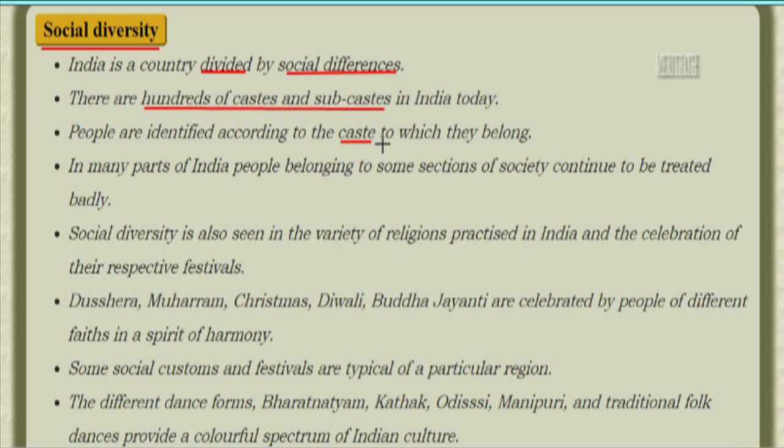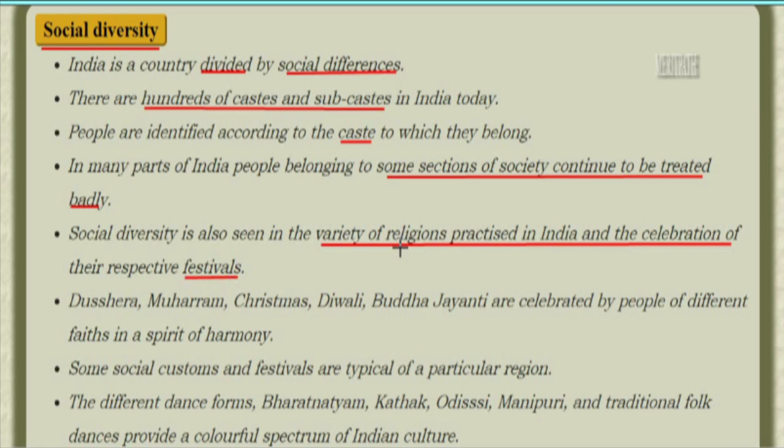And because there are so many castes, people are identified according to the caste to which they belong. We differentiate people on the basis of which caste they belong to. So in India still, people belonging to the lower caste, some sections of the society treat them as bad people. They treat them as lower caste people, which is very wrong.